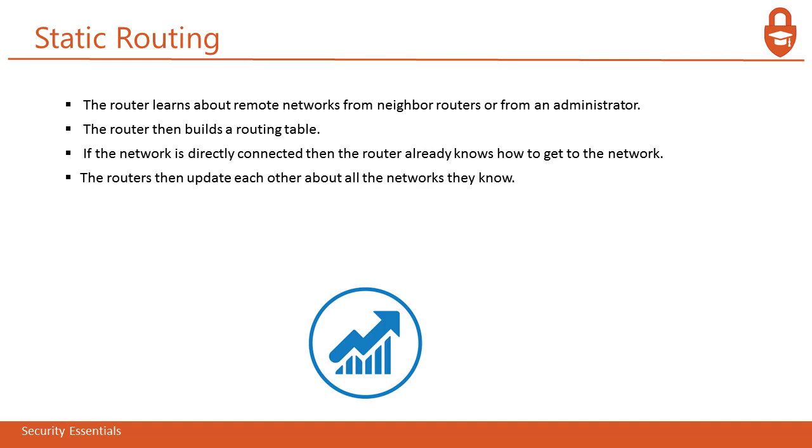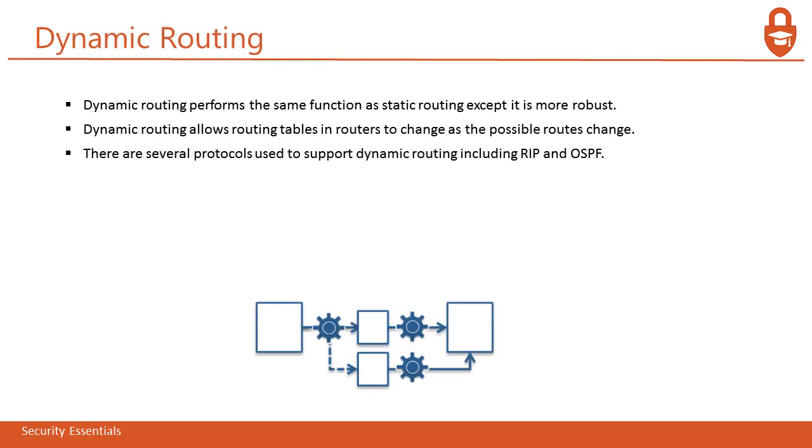In case I'm talking about your internet, it has all knowledge of all the IP addresses, so it knows all the network connections. The routers then update each other about all the networks they know. Dynamic routing performs the same function as static routing, except it is a bit more robust. Dynamic routing allows routing tables and routers to change as the possible routes change.